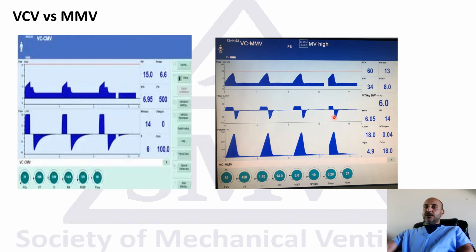Versus in mandatory minute ventilation, if the patient is triggering the breath, it will turn into SIMV as we talked about before. So this is a quick difference between volume control and mandatory minute ventilation. But if the patient has no spontaneous breathing, they will be exactly the same, targeting the same tidal volume and respiratory rate that you dialed.